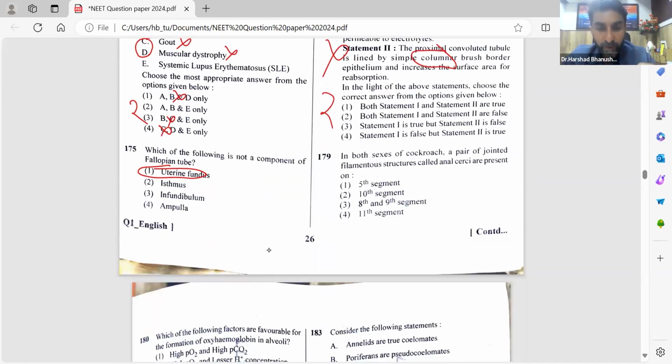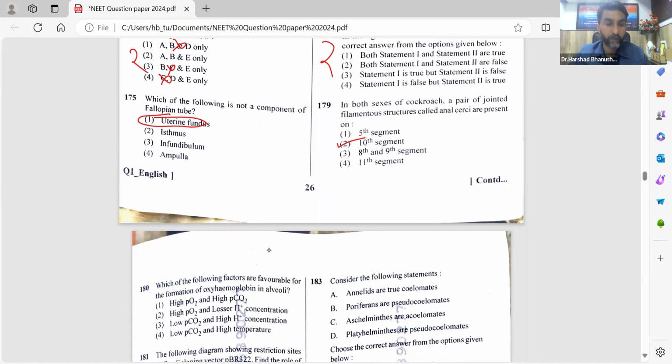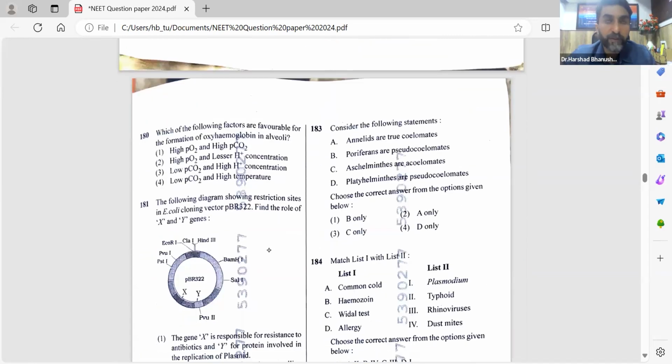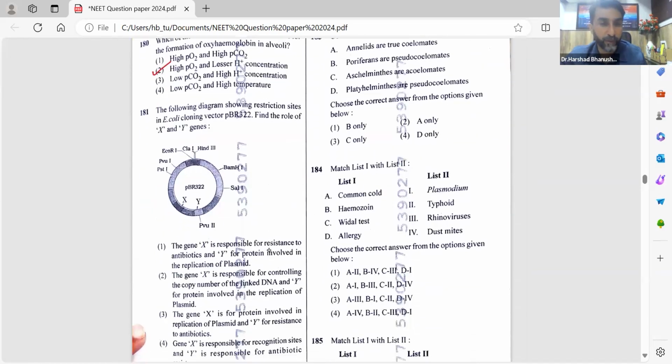Anal cerci originate from the 10th segment in both the sexes. So the answer would be option number 2 in cockroach. Formation of oxyhemoglobin occurs in the lungs, and in the lungs there is high PO2 and less H+ concentration. The answer would be option 2.